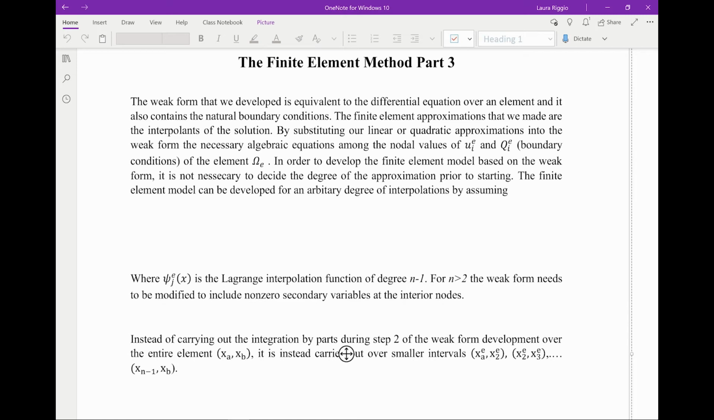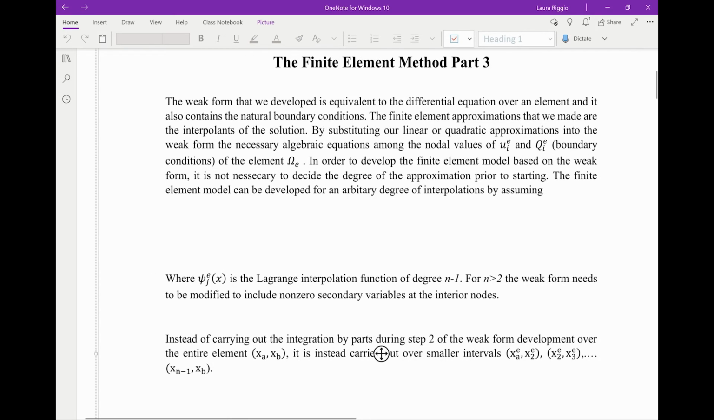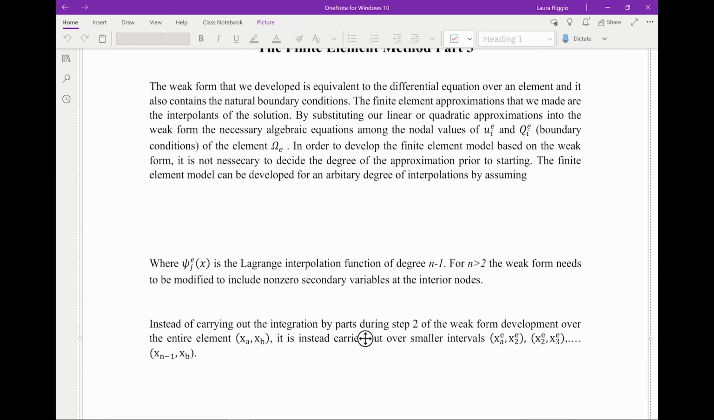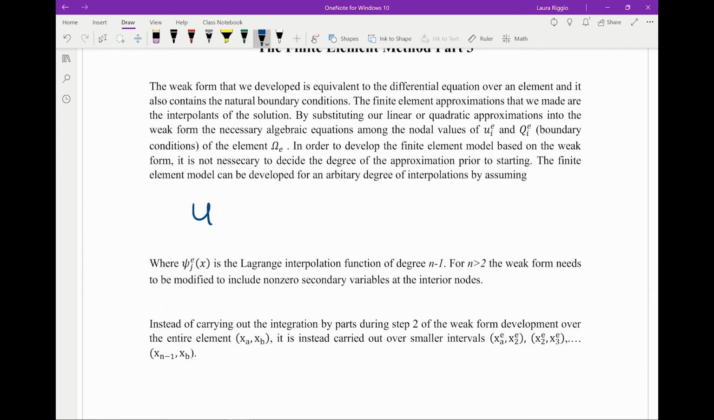In order to develop the finite element model based on the weak form, we have to decide the degree of the approximation prior to starting. So the finite element model can be developed for an arbitrary degree of interpolants. So we're just going to do it generically by assuming that U is approximately UH, which is the sum from j equals 1 to n of uj psi j, where psi again is our interpolation functions of degree n minus 1.